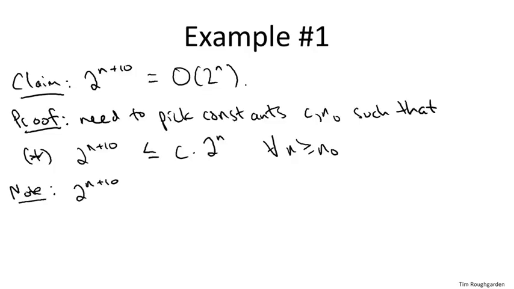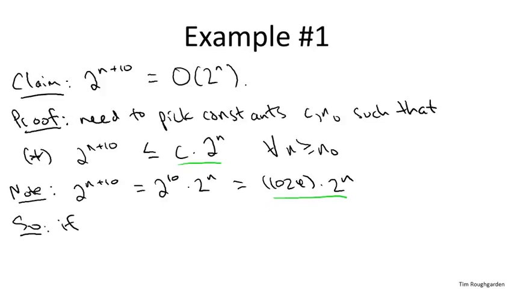If we start with 2 to the n plus 10 on the left-hand side, what would our first step look like? Well, this 10 is really annoying, so it makes sense to separate it out. You could write 2 to the n plus 10 as the product of 2 terms, 2 to the 10 and then 2 to the n, also known as just 1024 times 2 to the n. And now we're looking in really good shape. Looking at where we are so far and where we want to get to, it seems like we should be choosing our constant c to be 1024.